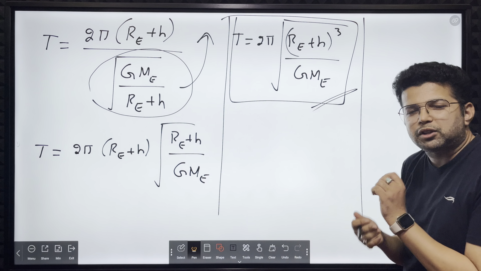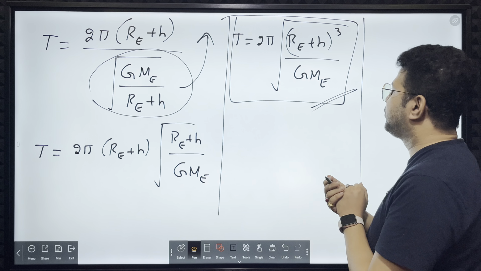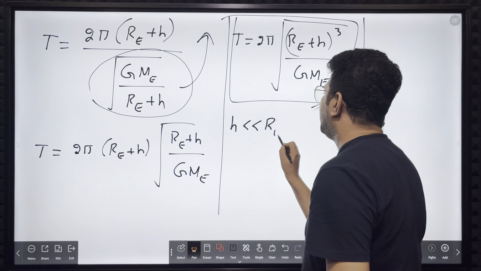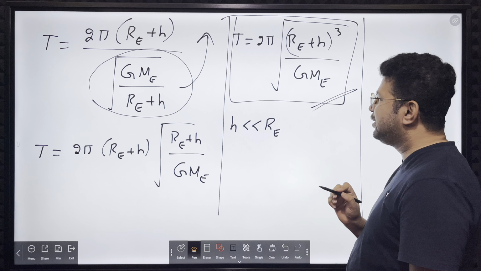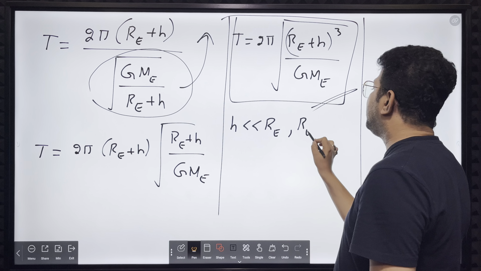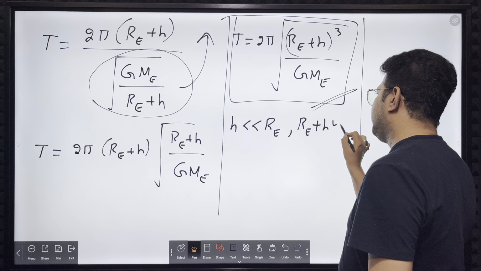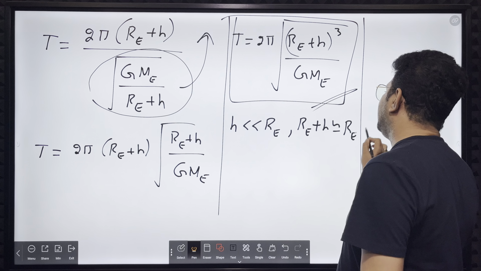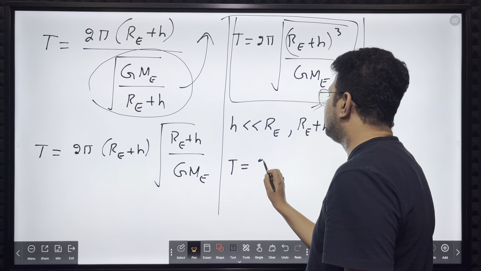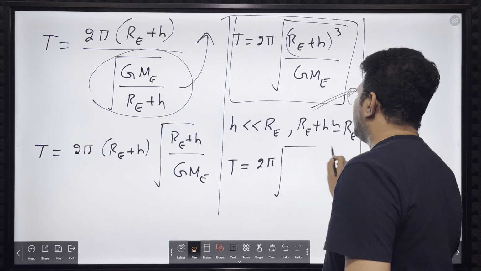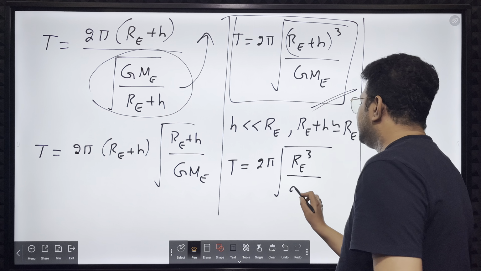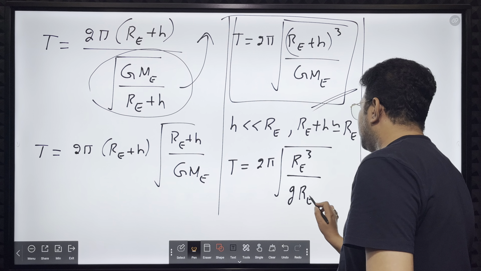Now we will do some approximation for a surface satellite. For a surface satellite, if h is very small compared to Re, then Re plus h will be approximately equal to Re. So this will become Re cube. So T is equal to 2 pi into square root of Re cube divided by g Re square.